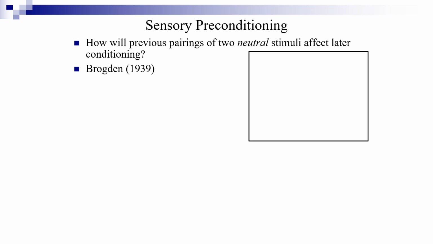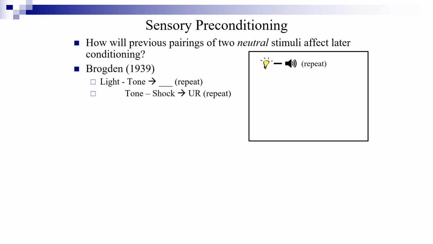So the last one we'll look at is called sensory preconditioning. In this example, we're looking at how previous pairings of 2 neutral stimuli will affect later conditioning. This study was done by Brogden in '39. What they did was pair a light with a tone and measure any kind of response to that. So, for example, we pair light and tone, and we repeat. And then we pair tone with shock.